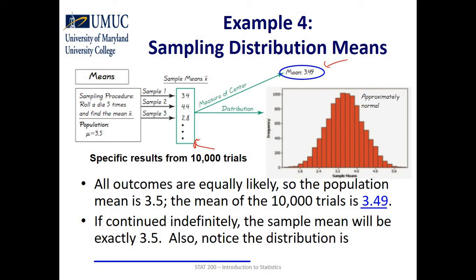If we continue on indefinitely, the sample mean will be exactly 3.5. That is because the more we do, the closer we get to our actual targeted value. But 3.49 is actually very close. Notice that our distribution is approximately normal. Okay, so this is a sampling distribution of means. We roll a die 5 times, or we roll 5 die all at once, and then count the number of dots showing. Or we roll a die 5 times and add up the number of dots and then divide by 5, the total number of rolls we have. So that's where we get this.